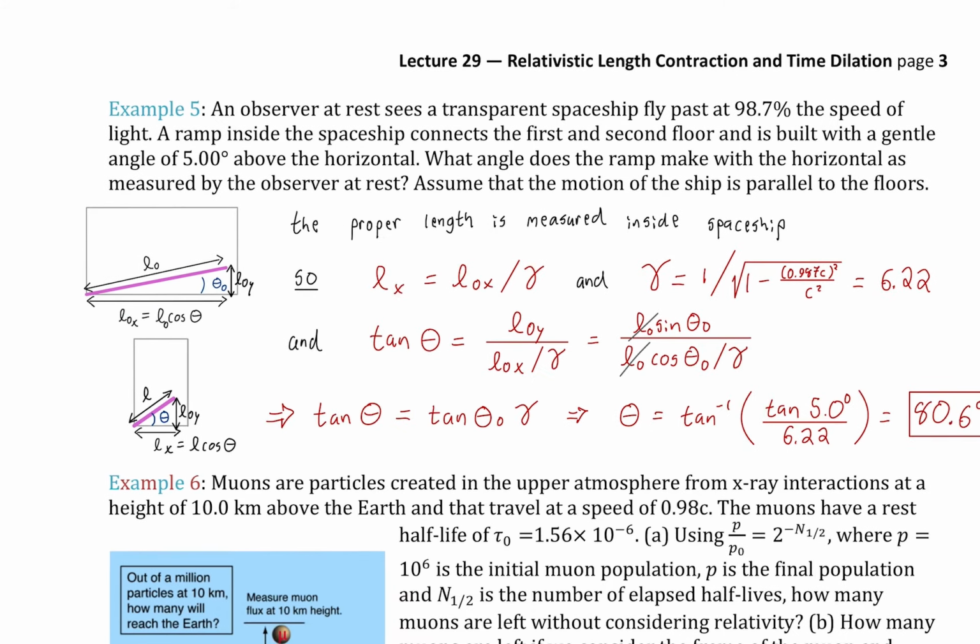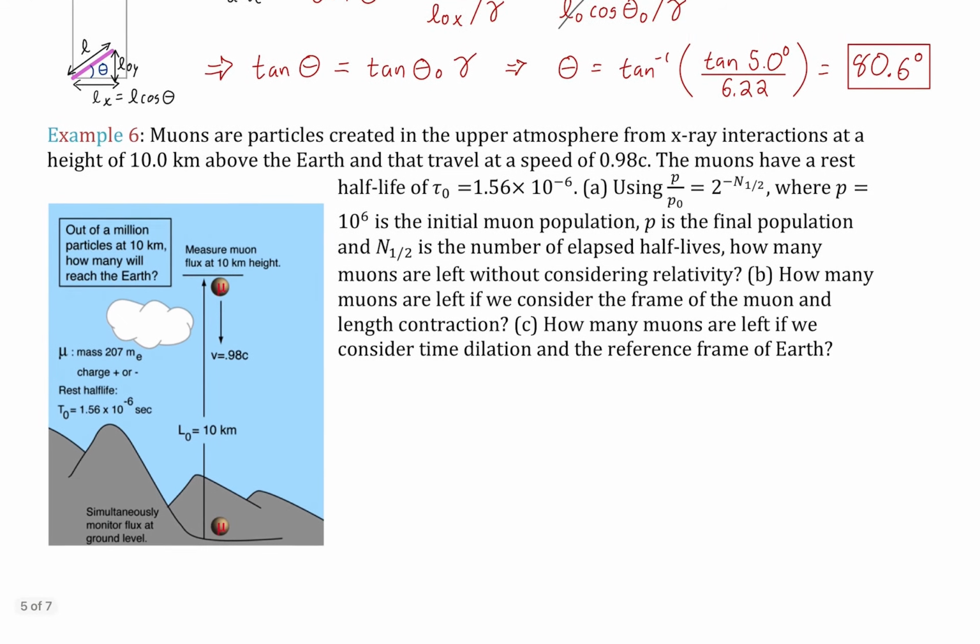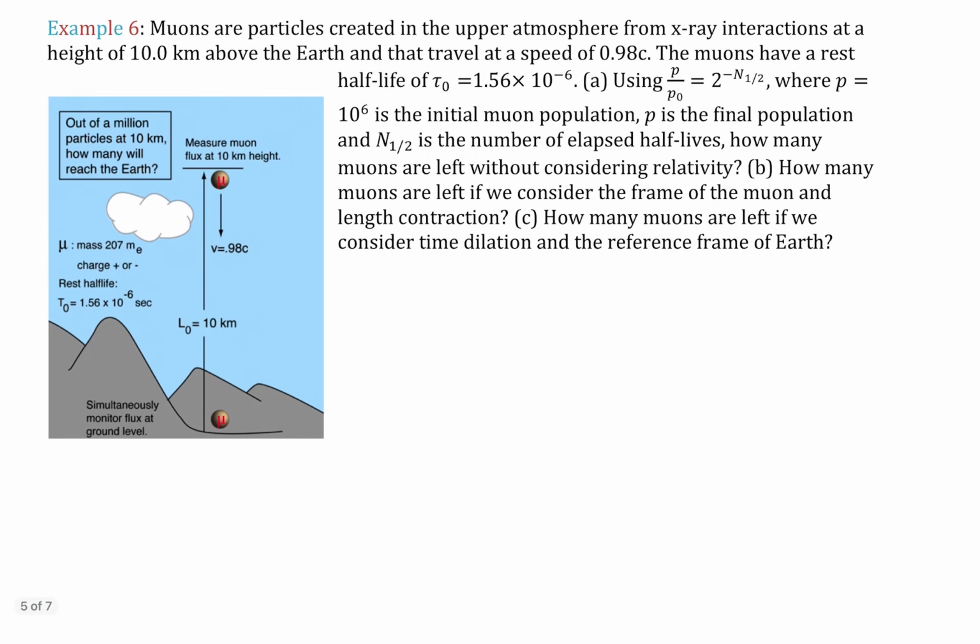Okay. So on to example 6. I think this one is particularly important for seeing how we can approach the same problem either through time dilation or through length contraction. So muons, they're real particles. They are in fact created in the upper atmosphere due to cosmic ray interactions, and they're created at a height of about 10 kilometers above Earth. They travel at a speed of about 98% the speed of light, or 0.98 c, and the muons have a rest half-life of 1.56 times 10 to the negative 6 seconds.